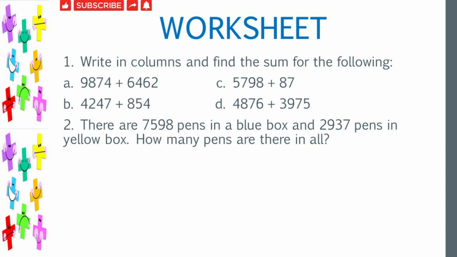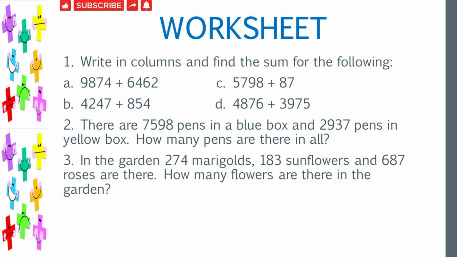Second question, there are 7,598 pens in a blue box and 2,937 pens in yellow box. How many pens are there in all? Third one, in the garden, 274 marigolds, 183 sunflowers and 687 roses are there. How many flowers are there in the garden?